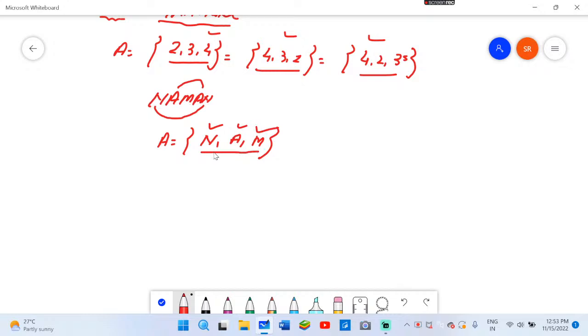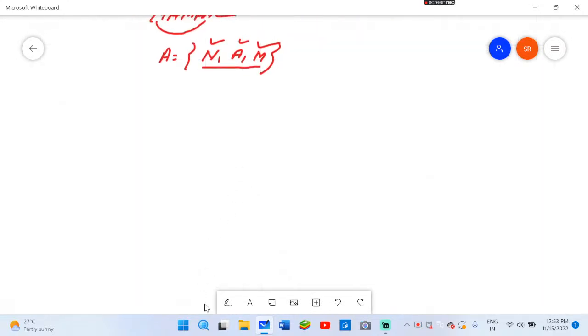So if any element is repeating in the given word, while writing it in the roster form or tabular form, the elements will be written once only. Repetition is not allowed. We do not repeat elements in a set. Repetition has no meaning.